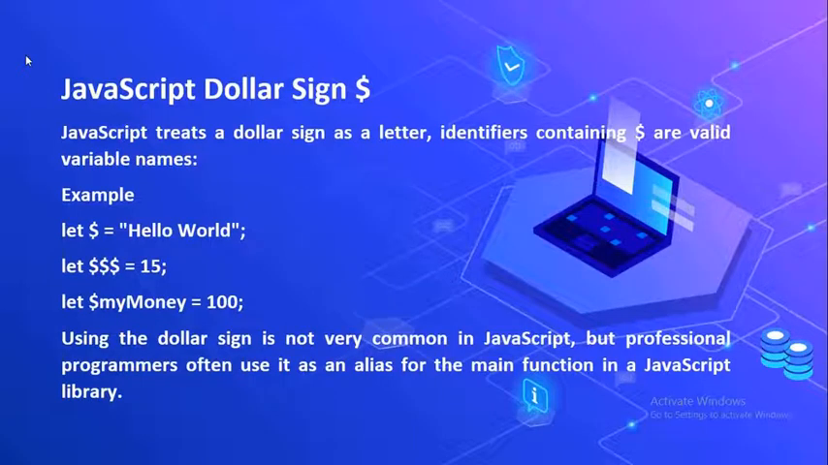JavaScript dollar sign. JavaScript treats the dollar sign as a letter. Identifiers containing dollar are valid variable names. Example: let $ = "Hello World"; let $ = 15; let $myMoney = 100; Using the dollar sign is not very common in JavaScript, but professional programmers often use it as an alias for the main function in a JavaScript library.